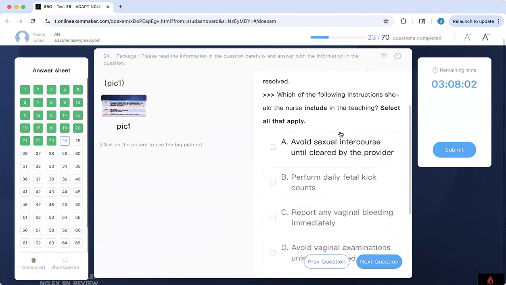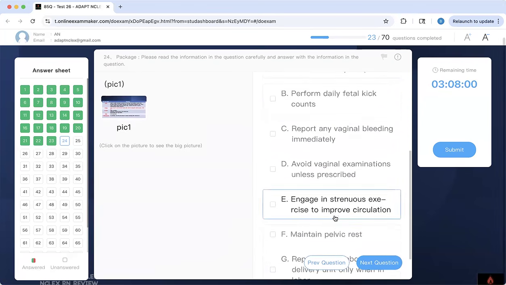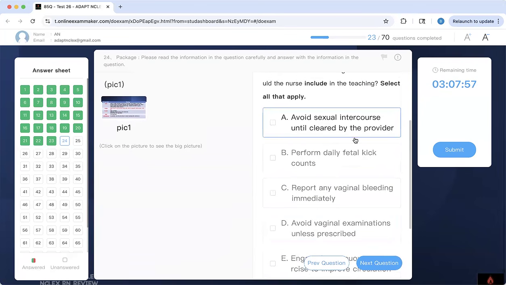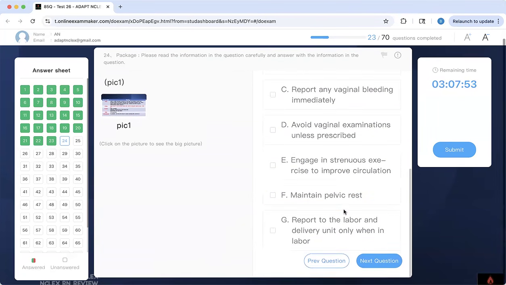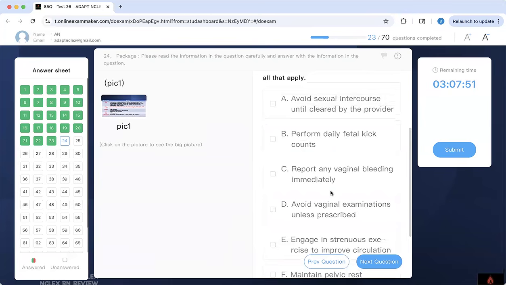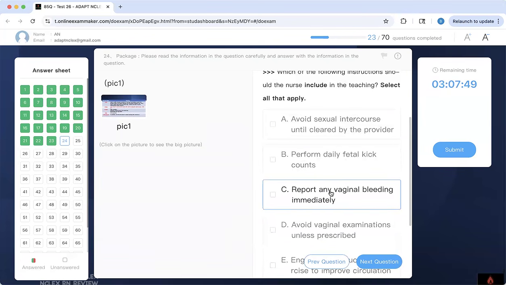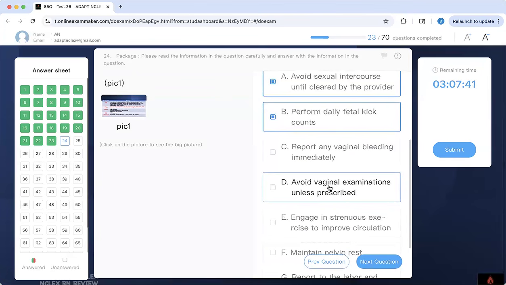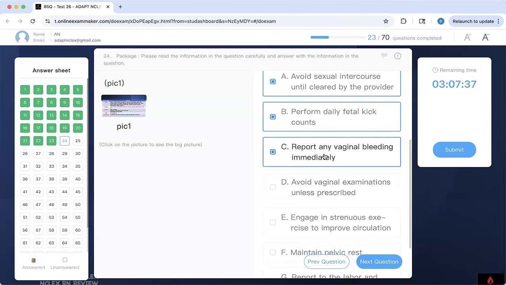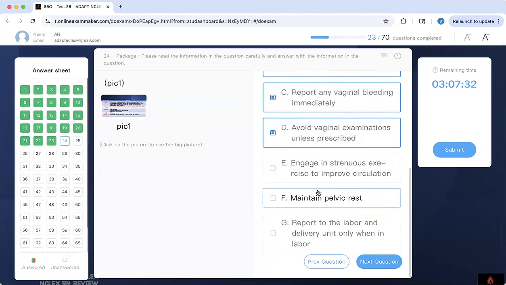Which of those do you think you should include in the plan of care? What do you think? Pick your answer. Go through them slowly, pause the video, and see which ones you should include. But I can tell you, avoid sexual intercourse, otherwise you're going to bleed. And then check the baby, make sure the baby is moving, fetal kick count. If you see any blood, let me know. No vaginal exams until I prescribe it.